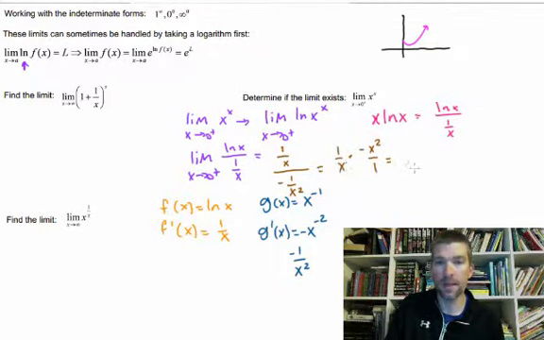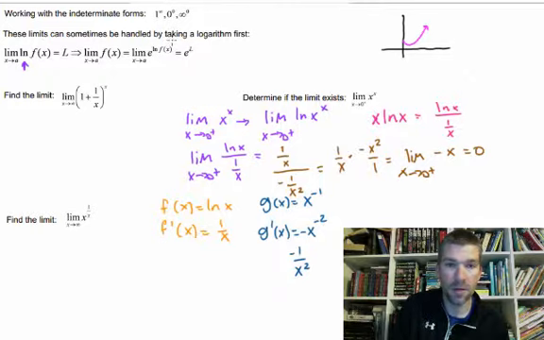And the x's cancel in this case. And so you end up with the limit as x approaches 0 from the right of negative x, which is 0. So come back up here to this guy, right here.